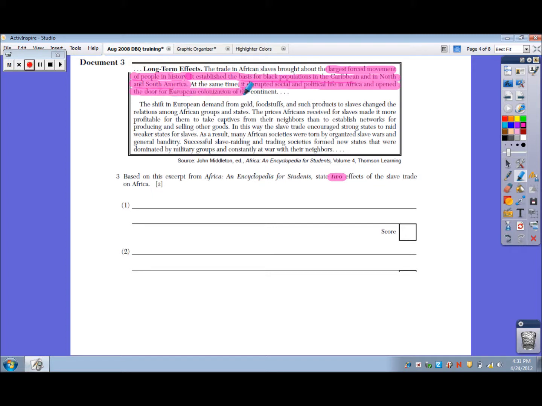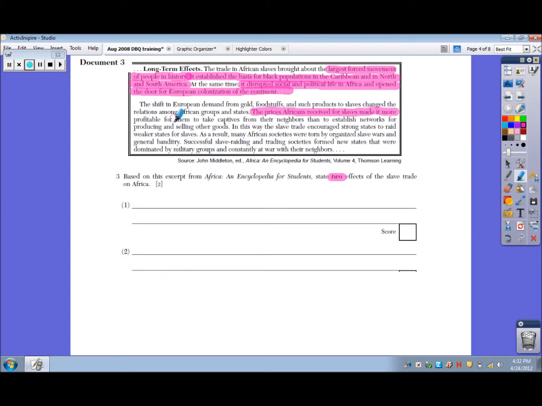Let's keep reading though, because it's never a bad idea to read. This information is there for you to use. Keeping on here, it says, the shift in European demand for gold, foodstuffs, and such products to slaves changed the relationship among African groups and states. The prices Africans received for slaves made it more profitable for them to take captives from their neighbors than to establish networks for producing and selling other goods. This is important right here.